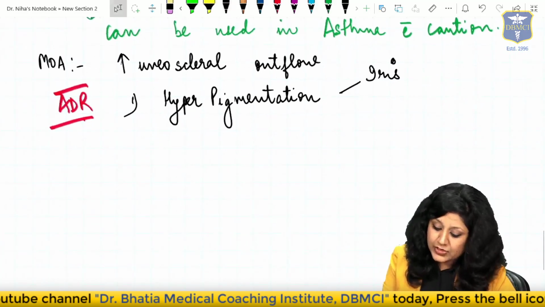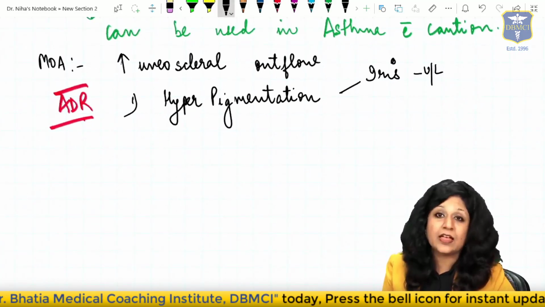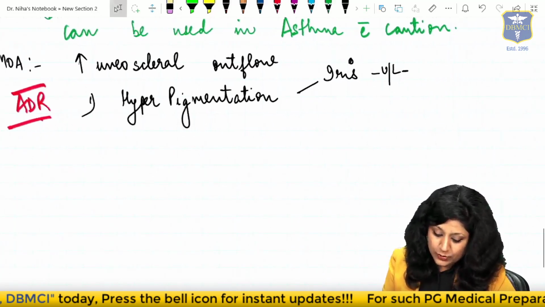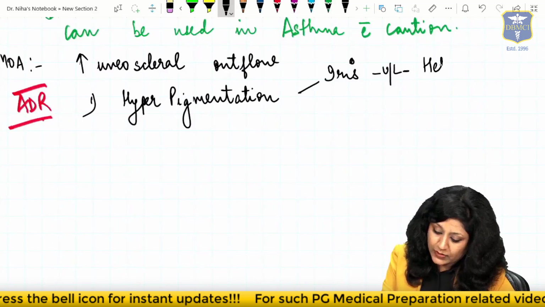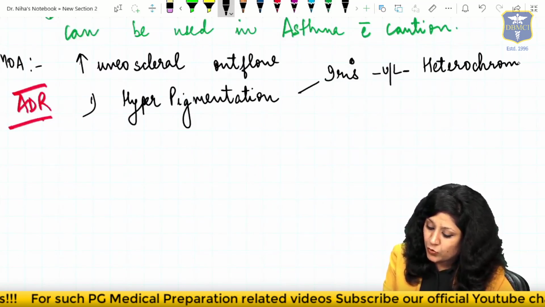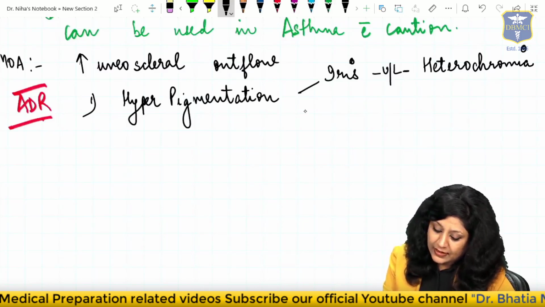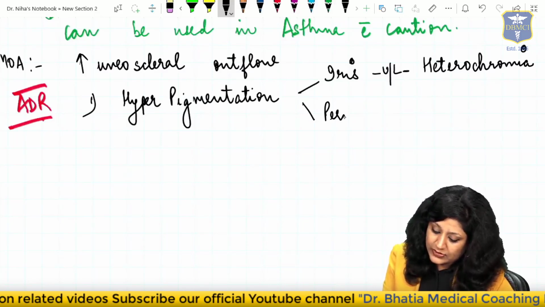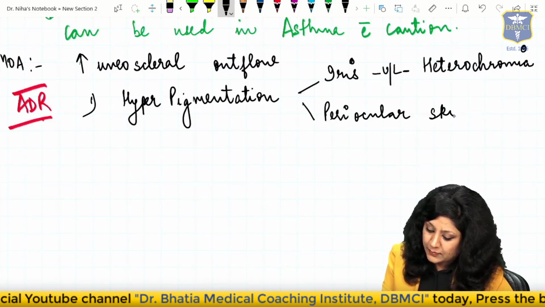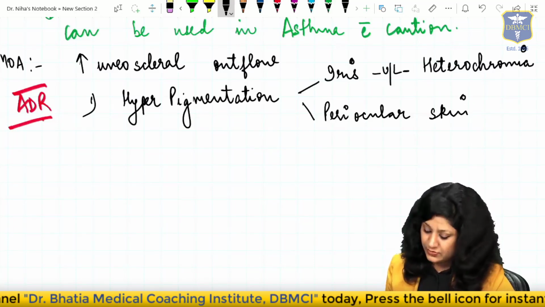Now, suppose you are using it on one side, and it is causing the pigmentation on that side, so this can also lead to heterochromia. So this is one of the iatrogenic causes of heterochromia iridis, okay. Then it is also causing the periocular skin pigmentation. Periocular skin pigmentation is also caused, okay.